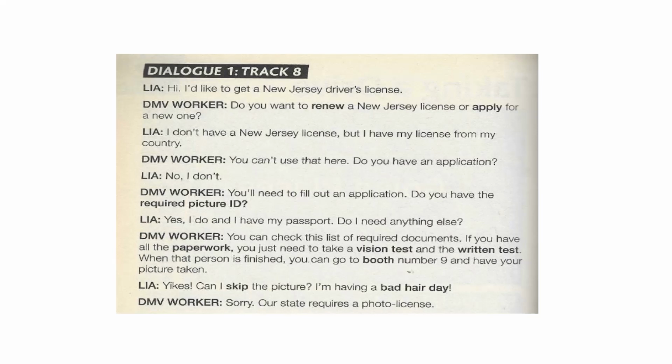Yeah, they always talk about picture ID. Here's my credit card from Walmart. No. Leah: Yes, I do, and I have my passport. Good girl. That's a good one right there, the passport. Do I need anything else? DMV worker: You can check this list of required documents. If you have all the paperwork, you just need to take a vision test and the written test. When that person is finished, you can go to booth number 9 and have your picture taken.